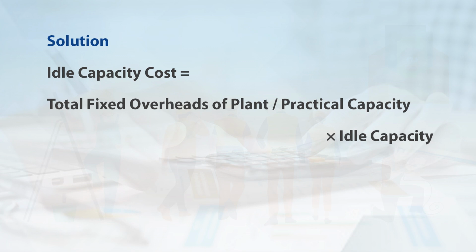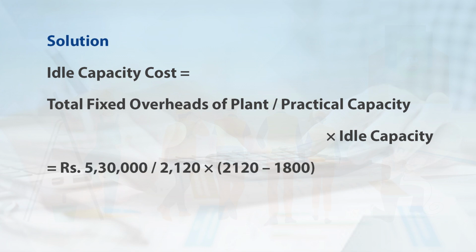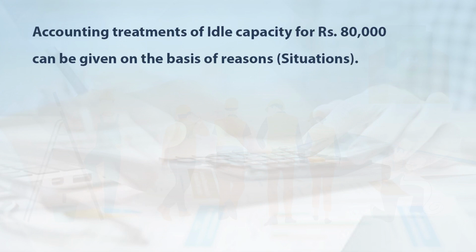Let's prepare the solution. Idle capacity cost is equal to total fixed overhead of plant divided by practical capacity multiplied by idle capacity, which is equal to rupees 5,30,000 divided by 2120, which is our practical capacity, into idle capacity, that is 2120 minus 1800 hours, which will give us rupees 80,000. Accounting treatment of idle capacity for rupees 80,000 can be given on the basis of reasons or situation.